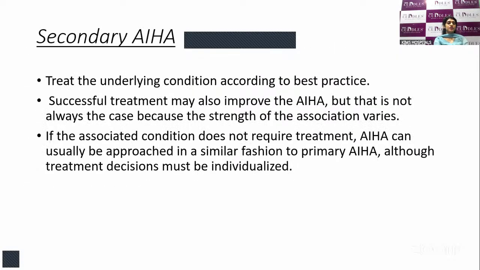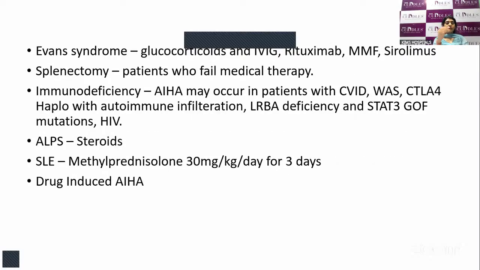Coming to secondary AIHA, the key is to treat the underlying cause. Sometimes a successful treatment may also improve the AIHA, but that is not always the case because the strength of association varies. So in Evans syndrome, you can give glucocorticoids and IVIG, rituximab, MMF, and sirolimus. For patients who fail medical therapy, they can go for splenectomy.